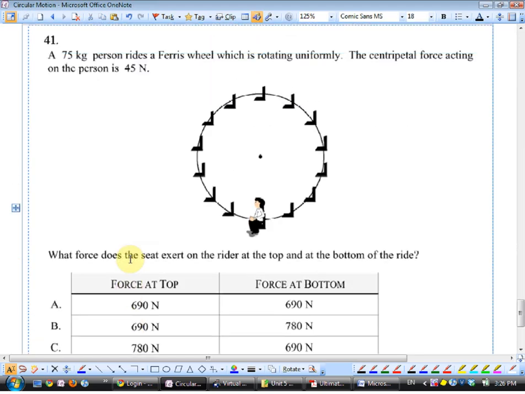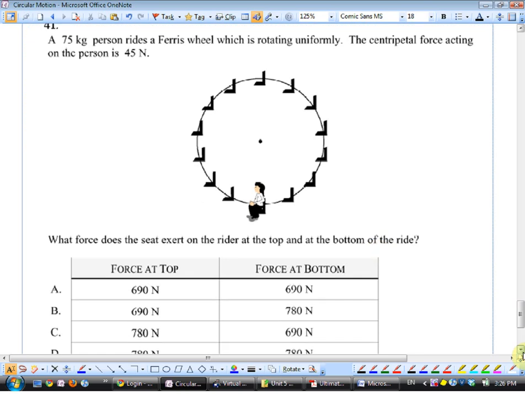Okay. Can I get this all on one page? Pretty close. A 75 kilogram person rides a Ferris wheel which is rotating, and it tells me the centripetal force in this case. It says 45 newtons. Okay, a little twist. Instead of finding FC, they're telling me FC, and they want me to find what force the seat exerts on the top or the bottom.